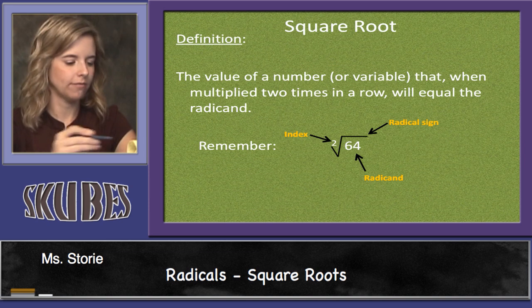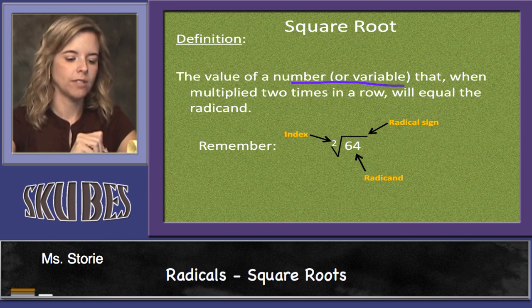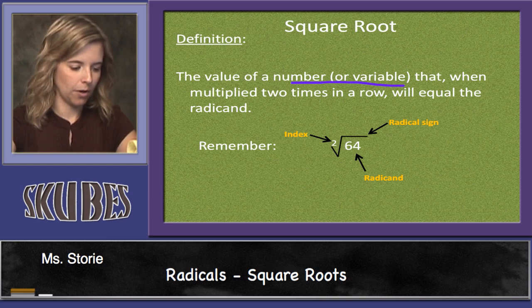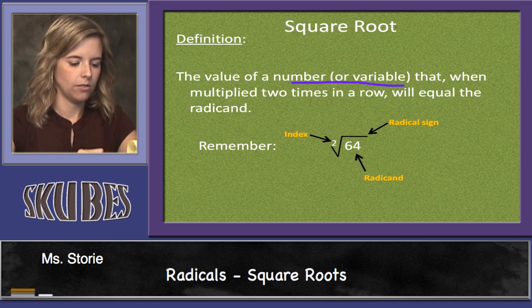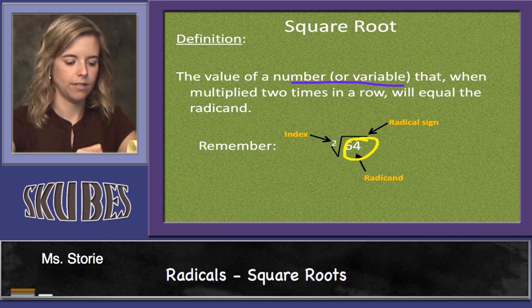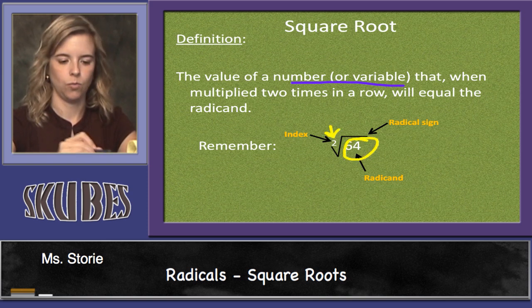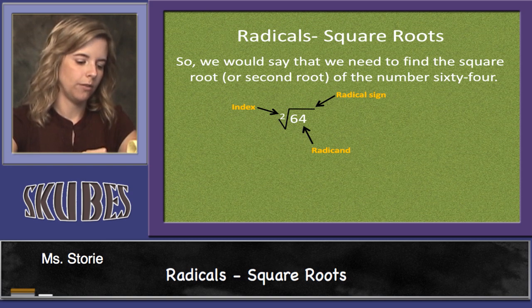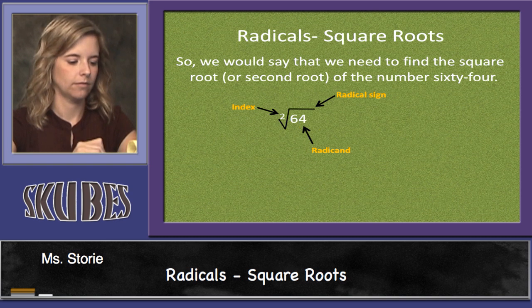First, let's talk a definition. The value of a number, or sometimes a variable, that when you multiply it 2 times in a row is going to equal the inside number, or the radicand. So take a look. This inside number right here is 64 and the index is 2. Now, we would say that we need to find the square root, or sometimes we say the second root, of the number 64. We're looking for an index of 2 with a radicand of 64.